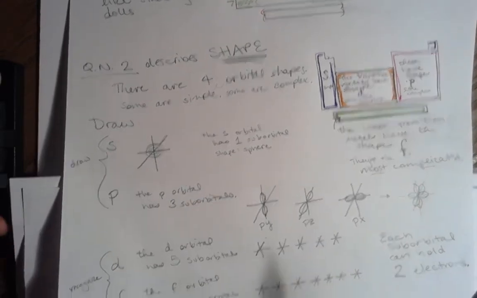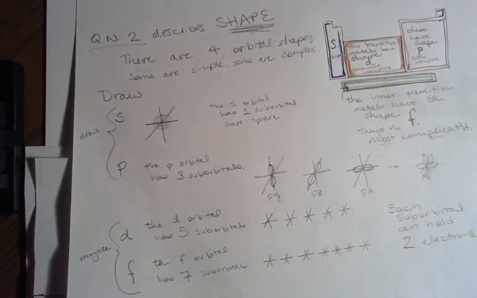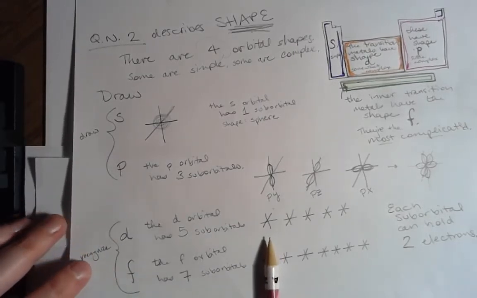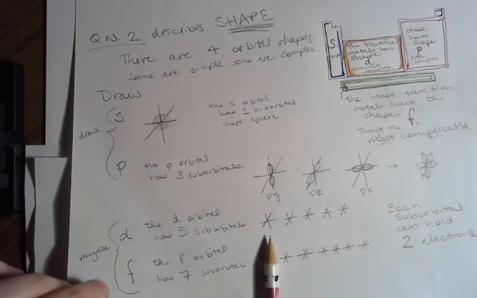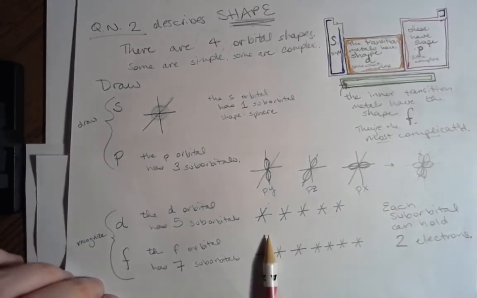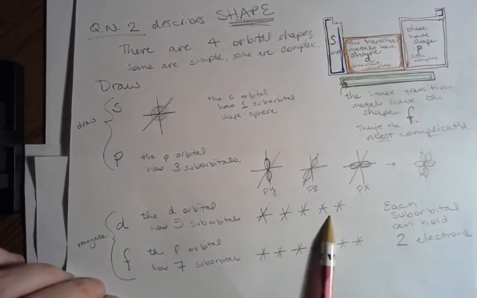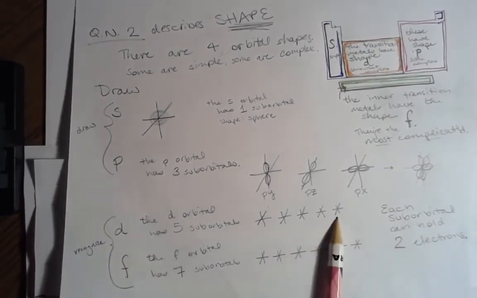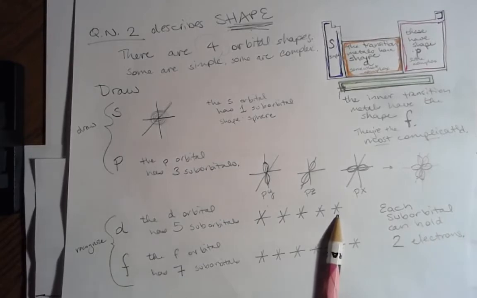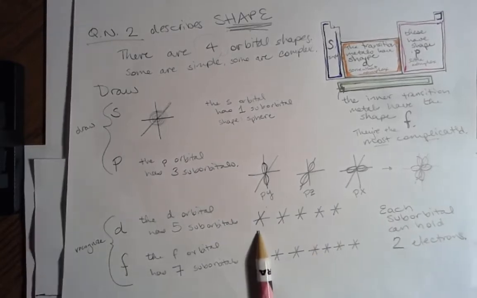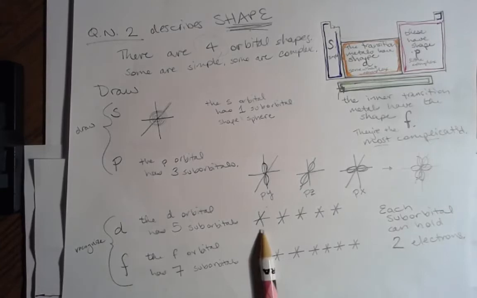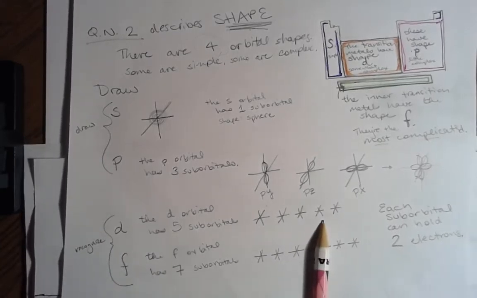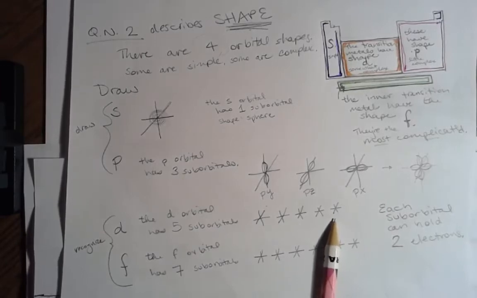The same thing happens in the D and the F orbitals as well. So if you have 5 electrons in a D orbital, they're going to spread out between these 5 suborbitals equally. So you're going to get 1 in each of the 5 suborbitals, and then that 6th one will go back and double up in the first orbital. The 7th will double up in the 2nd, the 8th will double up in the 3rd, the 9th will double up in the 4th, etc. Same thing in the Fs.